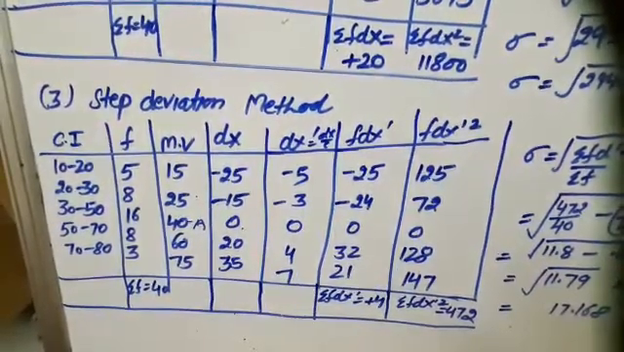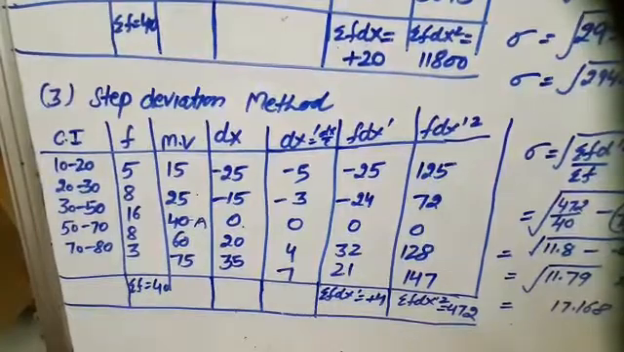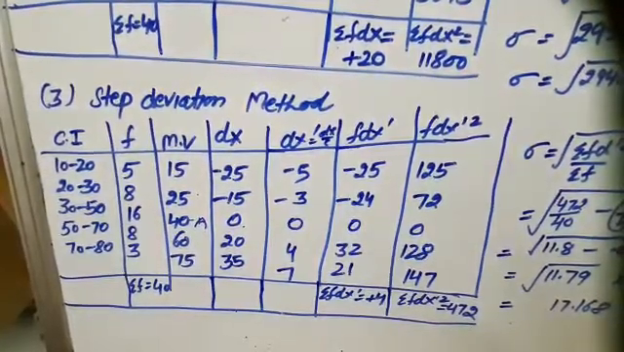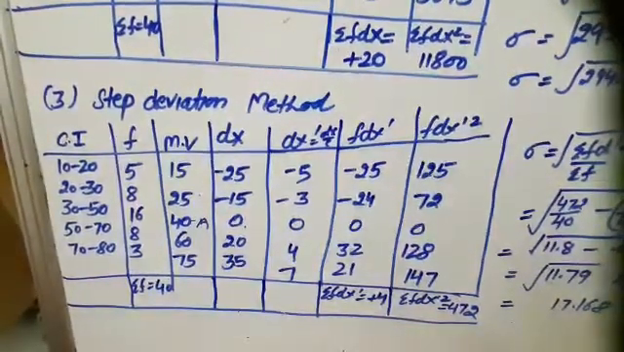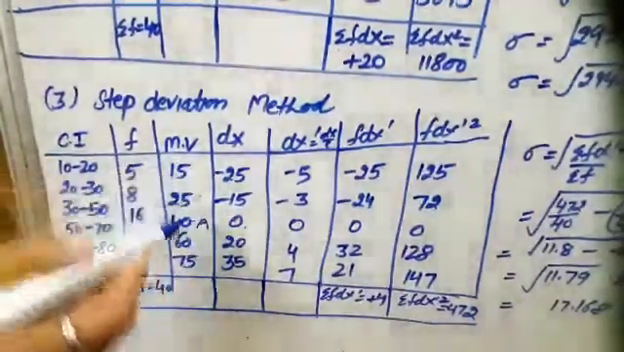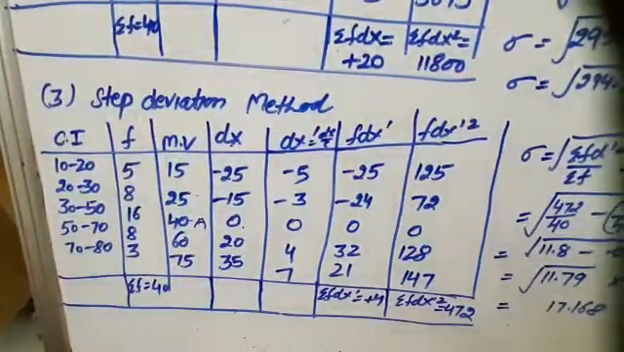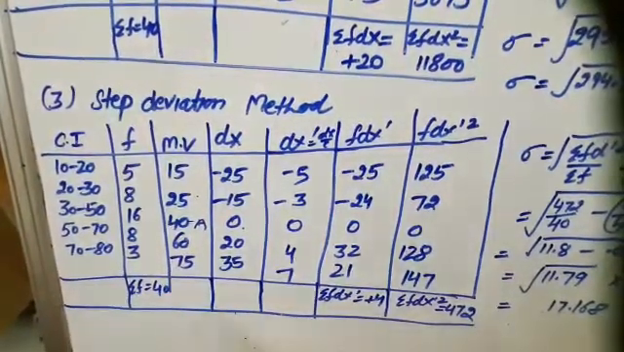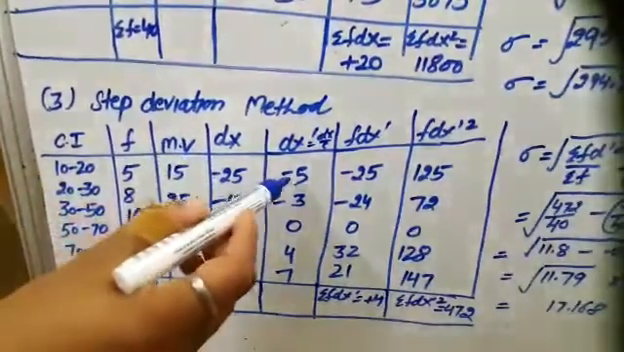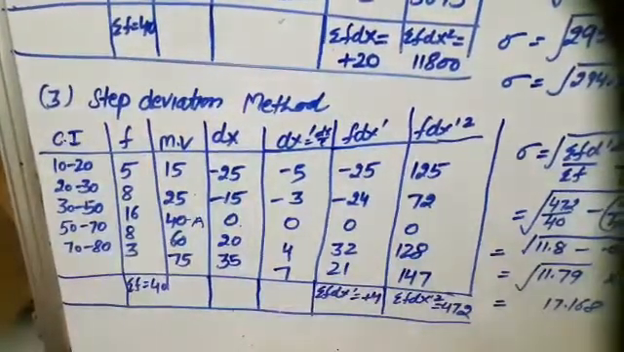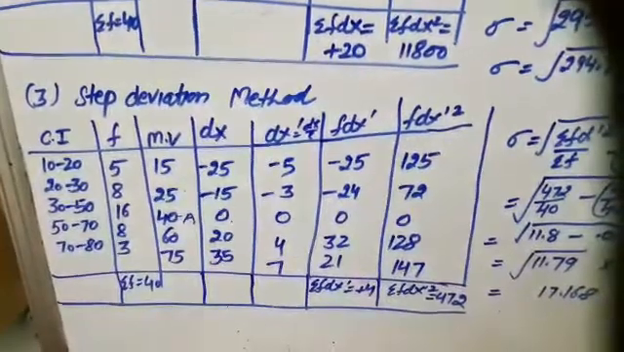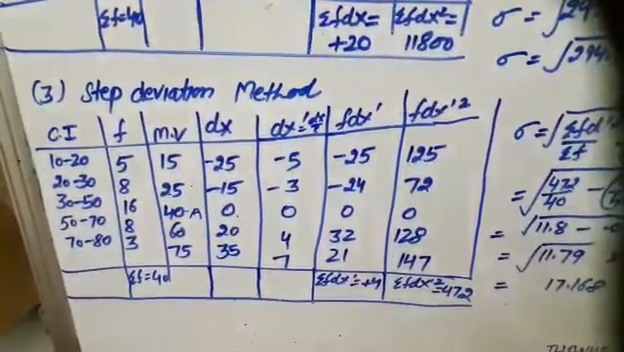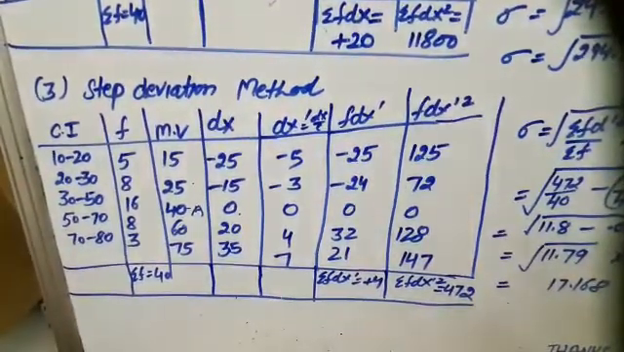Then we will take one more step, dx dash, which is equal to dx upon c. C is the common factor. Here all the values are divisible by 5. So we have taken 5 as a common factor. Dx divided by c, which is equal to minus 5, minus 15 divided by 5 equal to minus 3, 0, 4 and 7.